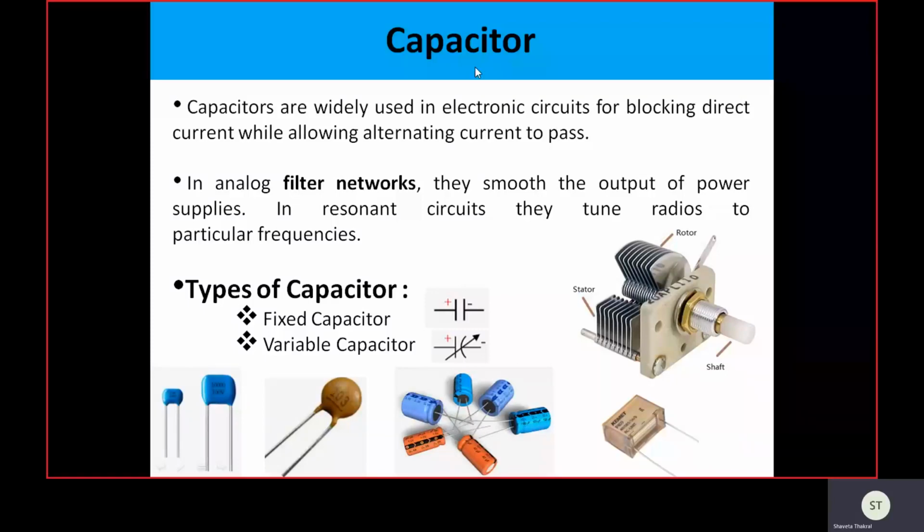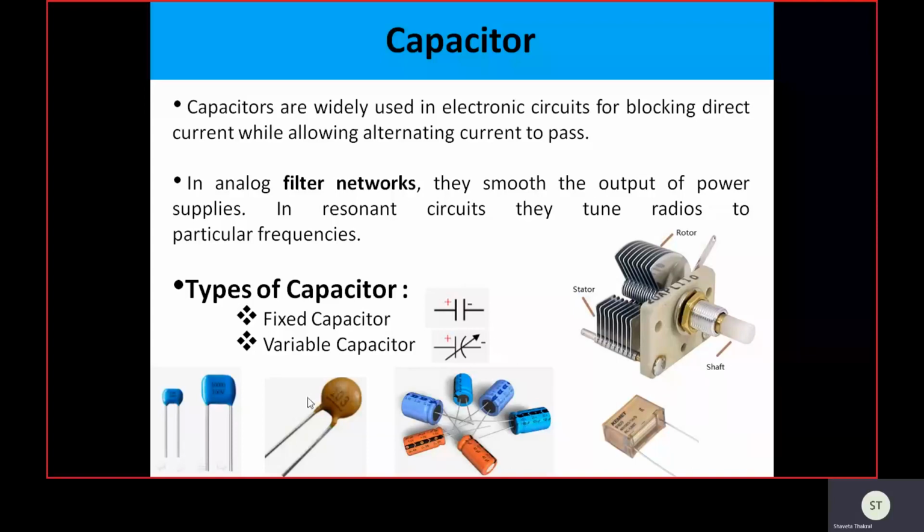So the capacitor can be connected in parallel with the circuit to get the filtered power supply, that is the smooth power supply at the output. And we basically have two types of capacitor. One is the fixed capacitor and the other is the variable capacitor. This is the symbol for the fixed capacitor and this is the symbol for the variable capacitor.